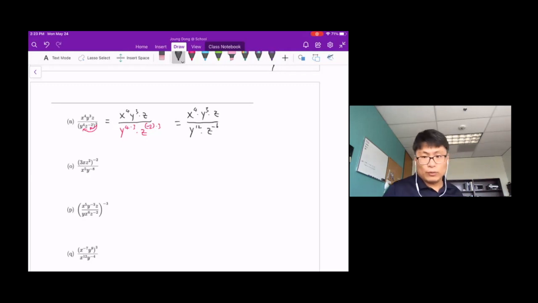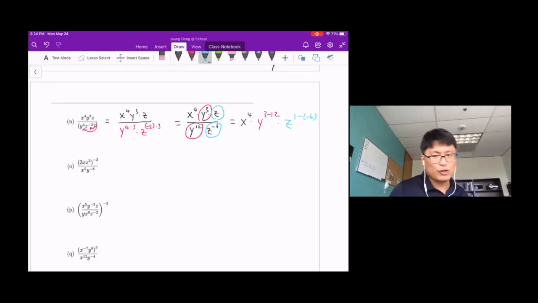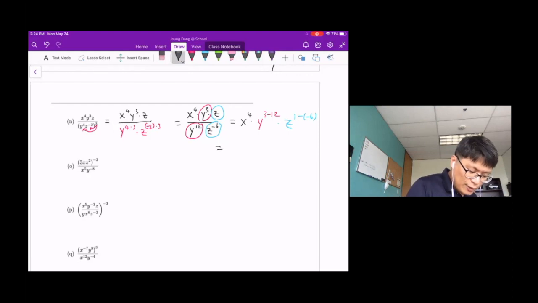Then, okay, look at the x term. Oh, there's no like term. Then that's it. So we have x to the 4 as the answer, okay? But what about y? This guy, okay? Definitely you're going to subtract your exponents, right? And then the last one is also subtraction, okay? So let me write again, okay? It is x to the 4 times y to the, let me use a different color, sorry about that. It is y to the 3 minus 12, and the z term is z to the 1 minus, because it's a quotient, right? So that is equal to x to the 4 times y to the negative 9 and z to the 7.